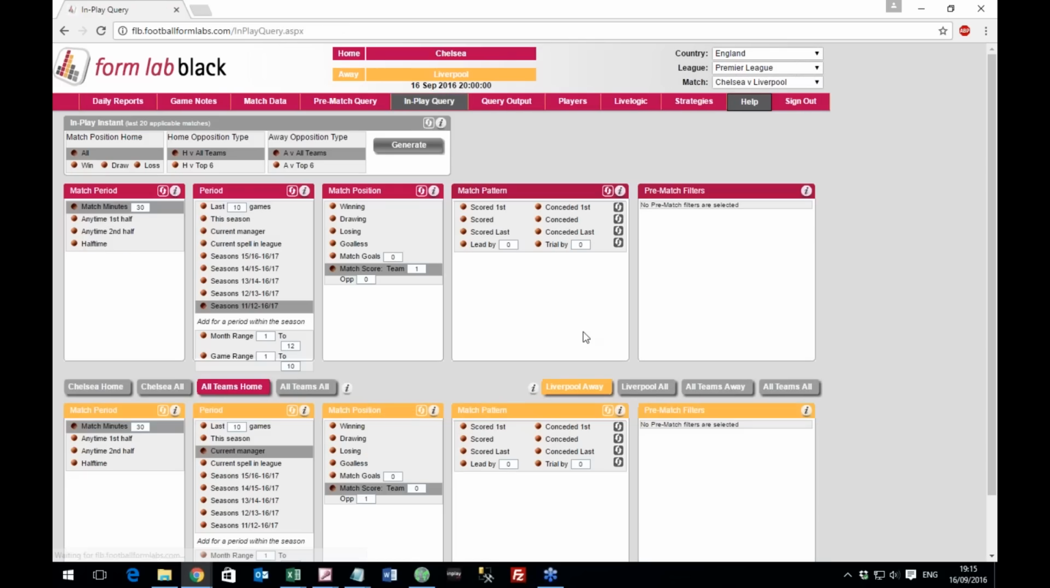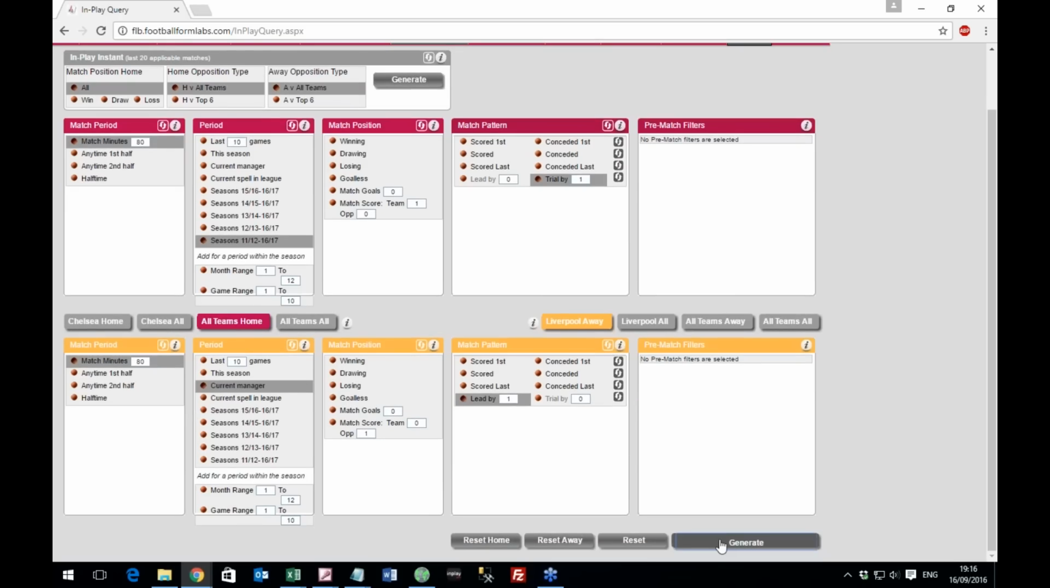Another in-play query we can do is we can look at, again, we can use the all-team query coming on here, and we can say, okay, if we are trailing by one goal in the 80th minute, any home team over the last 5 years, how's that team done?